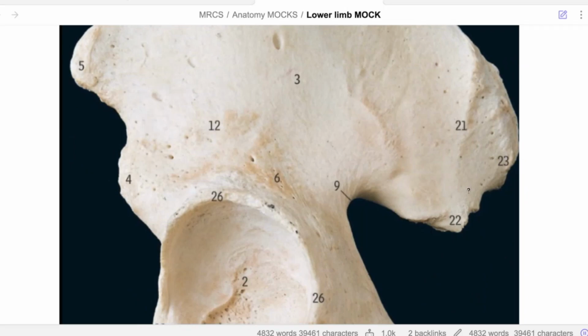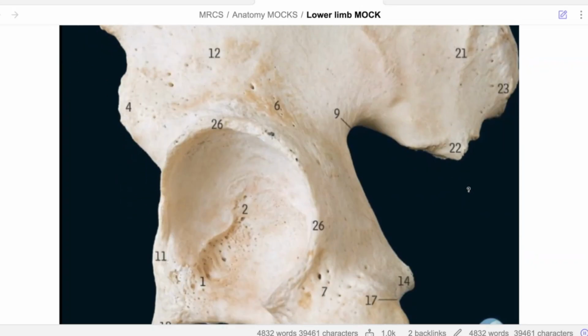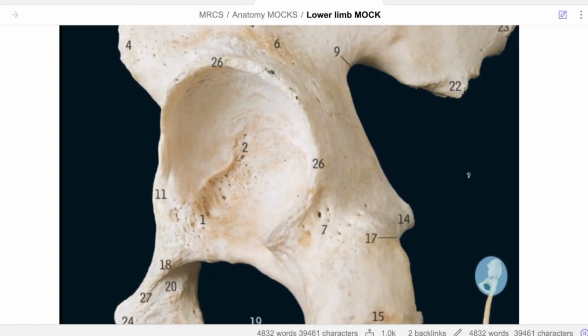What is 21? 21 is the posterior gluteal line. 3? Anterior gluteal line. What about 12? Inferior gluteal line. Okay. What about 9? That's the greater sciatic notch. What about 17? Lesser sciatic notch. What about 14? Ischial spine. Okay, well done.